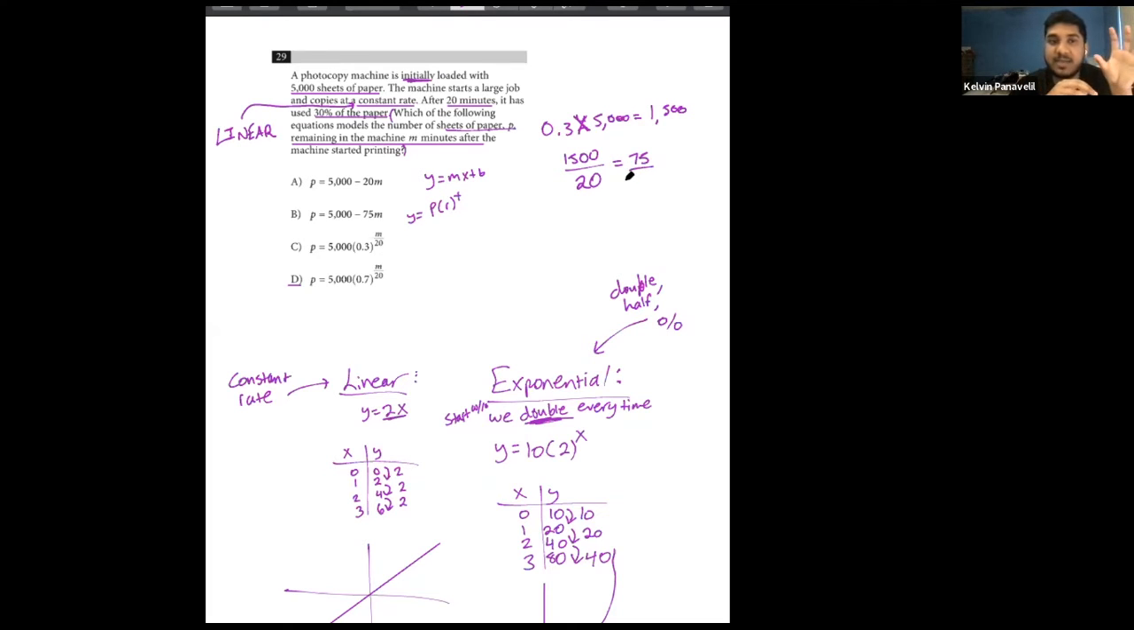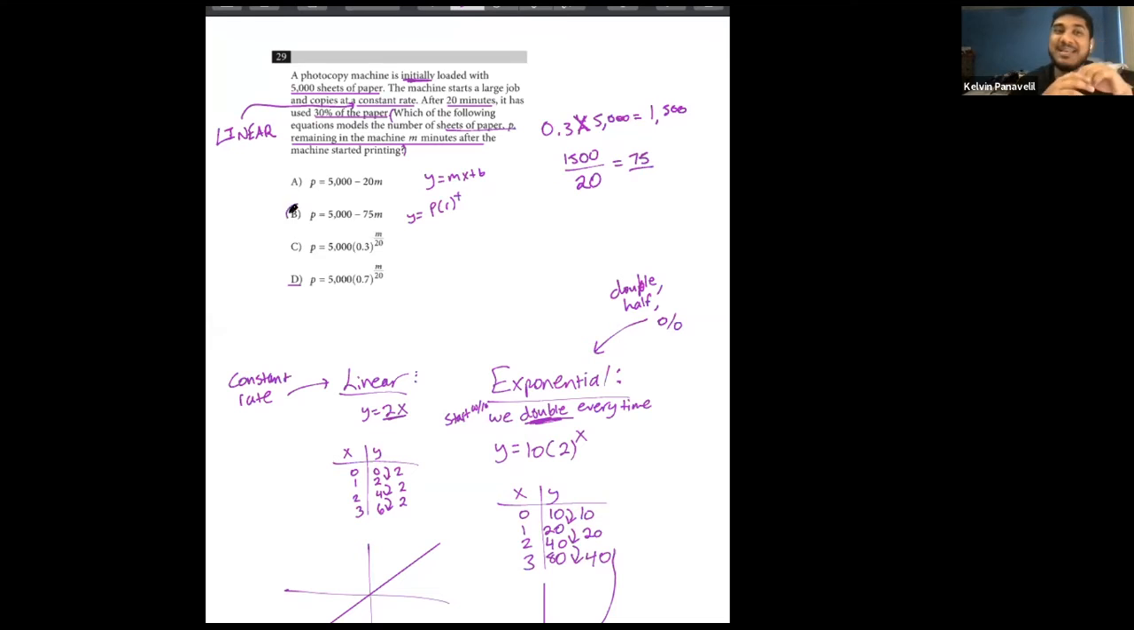And think about logic. If you have 5,000 pieces of paper and it's copying, and you're trying to figure out an equation that models the remaining paper, is the amount of paper in the copy machine going to increase or decrease? I or D in the chat. Yeah, you're starting with 5,000 and you're decreasing at a constant rate of 75 pieces per minute. So what would the final answer be in the chat? There we go. The answer would be B.